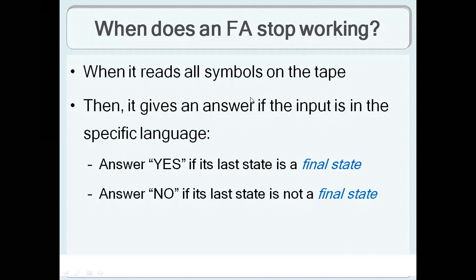Okay, so these are the two conditions under which a finite automaton stops working. When we have to read all the symbols from the input tape, that is one condition, and the other is that the string reaches the final state. Under these two conditions, the finite automaton stops working.